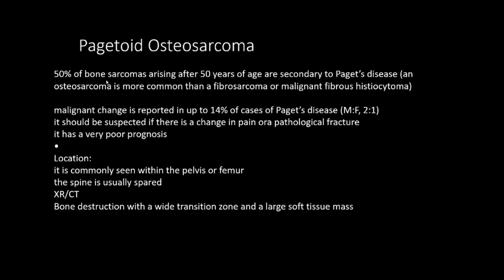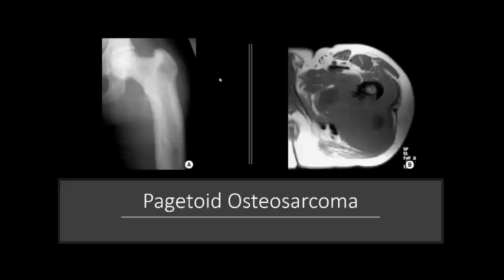The spine is usually spared. In the X-ray and CT, bone destruction with a wide transition zone and a large soft tissue mass. This example for Pagetoid osteosarcoma, you can find the Paget thickened cortex, narrowing of the medulla, coarse medulla, and here's the soft tissue component, and this the bone destruction, denoting secondary osteosarcoma.